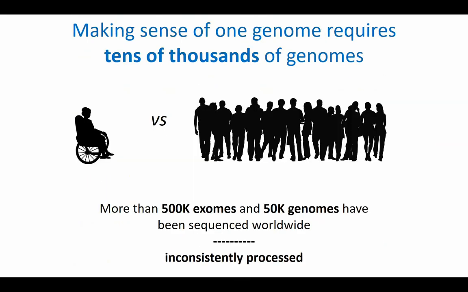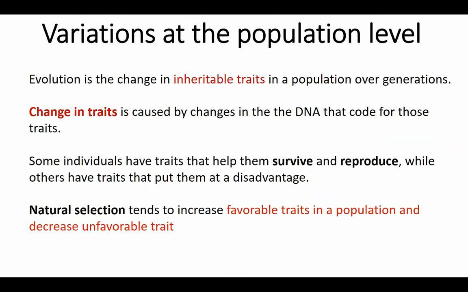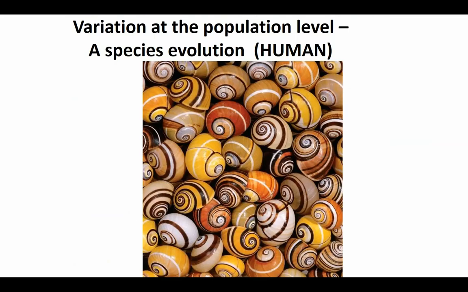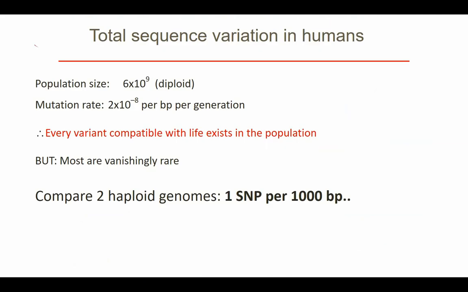I think I already mentioned this variation at the population level, and I want to take you to these two solutions, in which the sequence variation estimation can be done by guessing what the mutation rate is. What's the mutation rate? We know the size, so we know how many variants we expect to see. And indeed, we expect to see quite a lot.